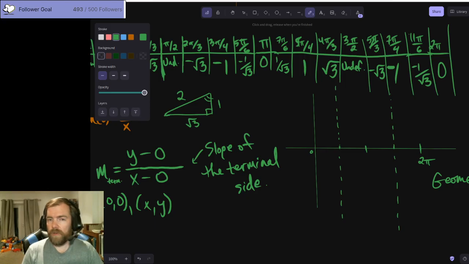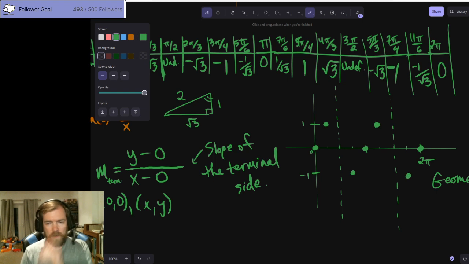At 0 we get 0, at pi we get 0, and at 2 pi we get 0. And then we have 1 and negative 1 at all of our pi's on 4. So this one is positive 1, this one is a negative 1, this one's a positive 1, this one's a negative 1, and so on and so forth.